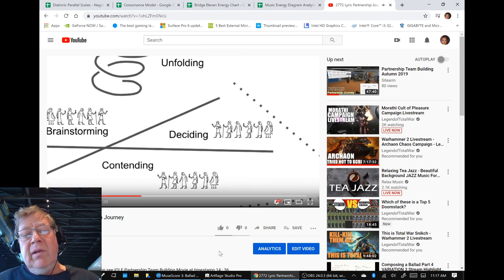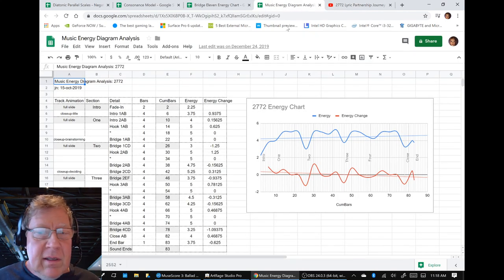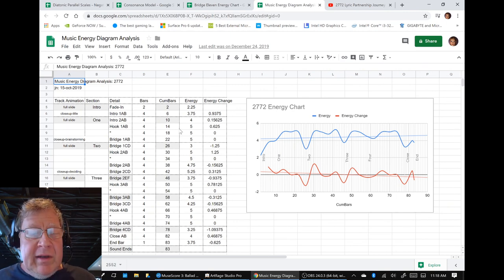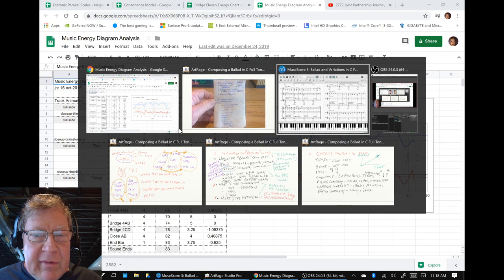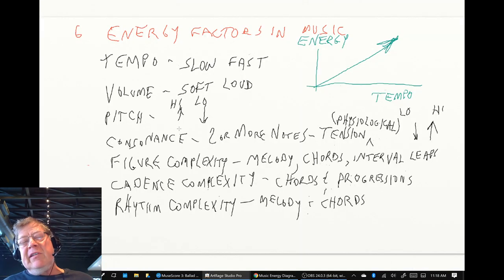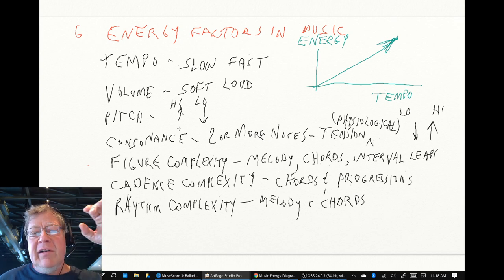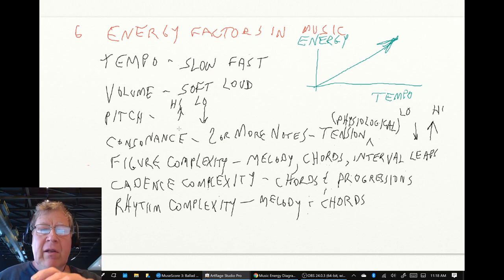Here we slowed down as we come into this next phase, and slowing down is part of the energy. The tempo is part of the energy, and we had to make ourselves a diagram and say, well, what are all these factors in energy? And we came up with tempo, slow, fast, volume, soft, loud, pitch. High pitch tends to be higher energy. Low pitch can be lower energy.